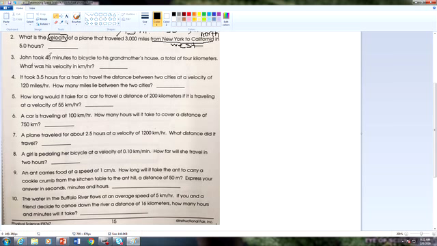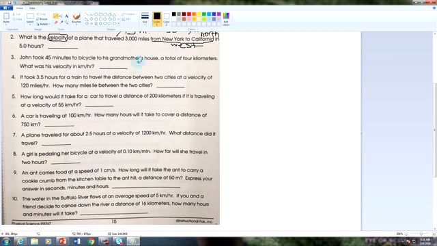This one says, John took 45 minutes to bicycle to his grandmother's house, a total of 4 kilometers. What is his velocity in kilometers per hour? Okay, so what we have to do here is we have minutes, and we have to change them to hours, and we have kilometers here, which is fine because that's what they're asking us to do. So the first thing we want to do is get this 45 minutes into hours.